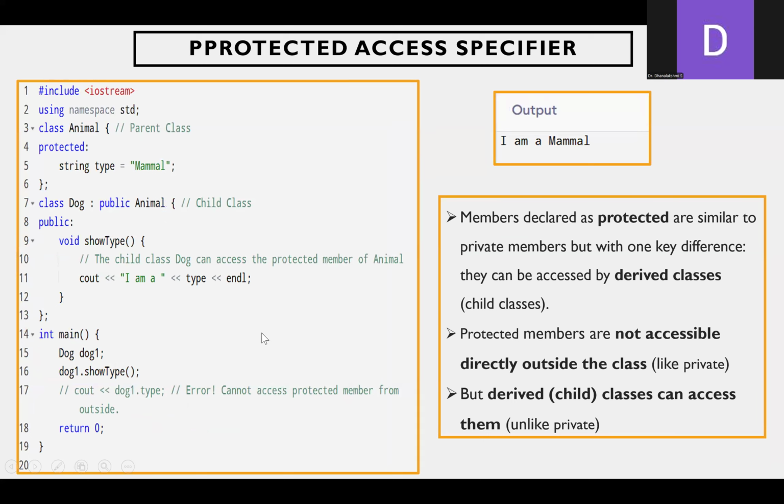Coming to the protected access specifier. Protected members are quite similar to the private members. They are not accessible outside the class. But the key difference is that they can be accessed by the derived classes, also called child classes, which is not possible with the previous type. So this becomes useful in inheritance.